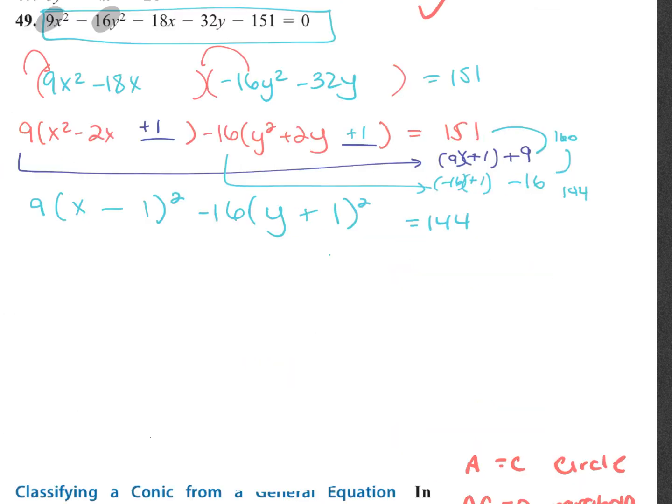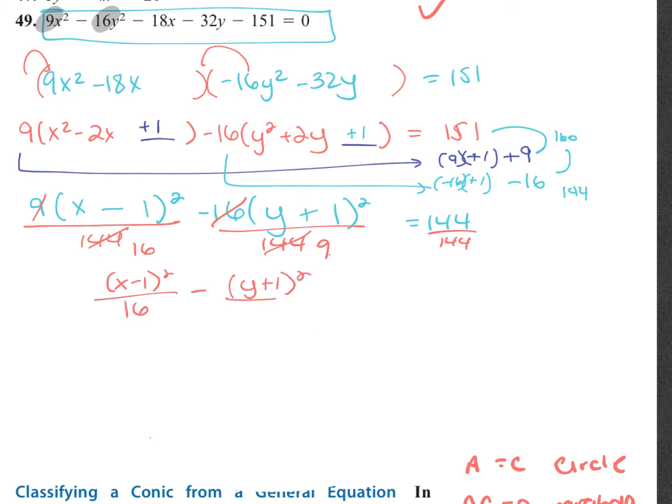Okay, so now I know this is a hyperbola, so I have to get the other side equal to 1. So I divide everything by 144. 9 goes into 144 16 times, and 16 goes into 144 9 times. So I end up with (x minus 1) squared over 16 minus (y plus 1) squared over 9 equals 1. So that's the first part. Get it into the standard form.